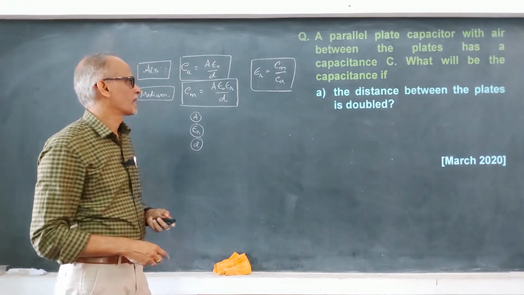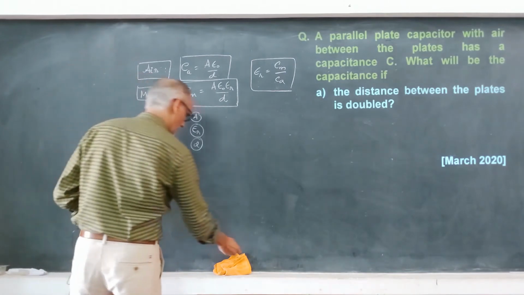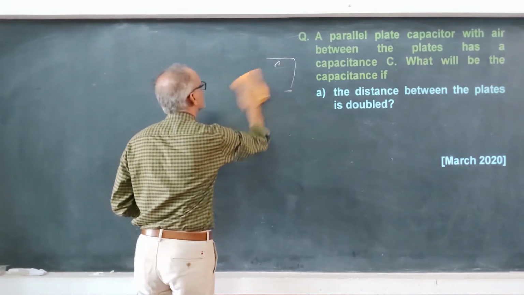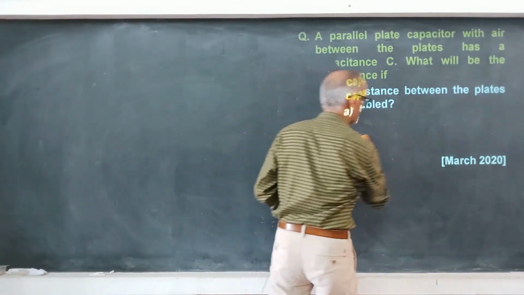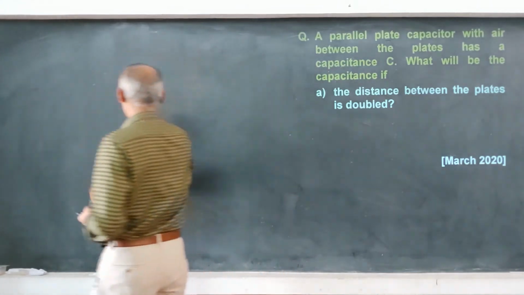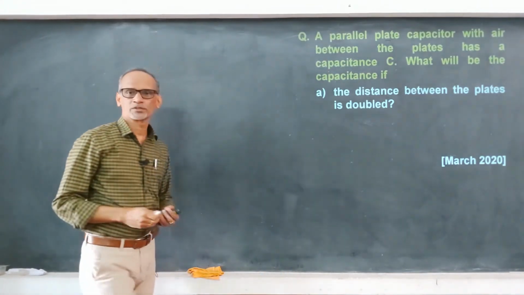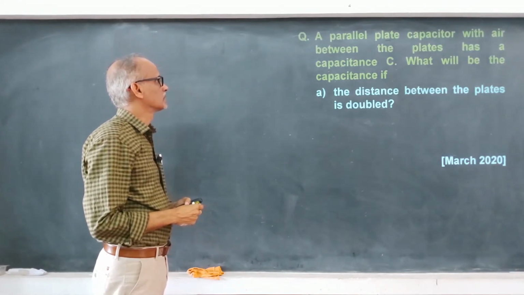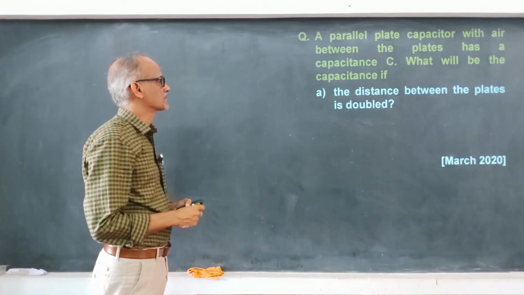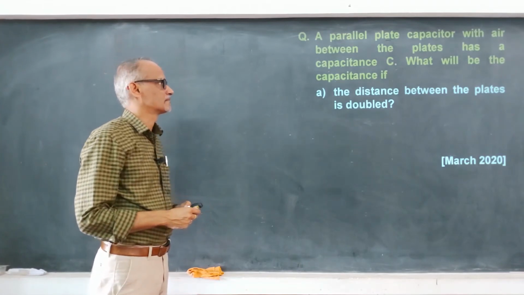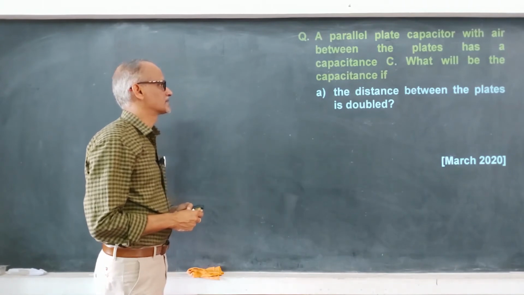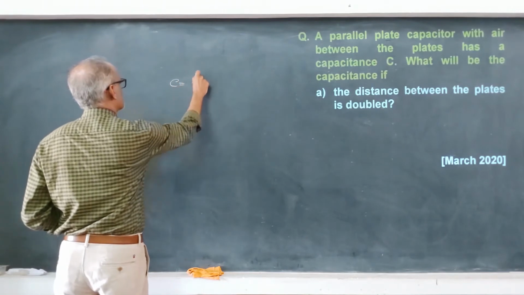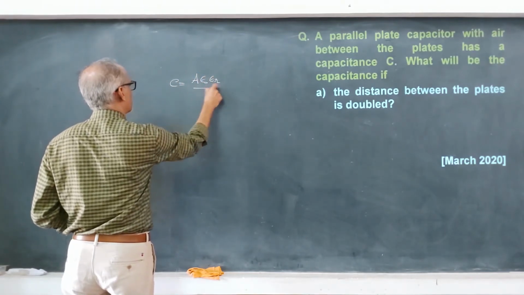Let's see one more question. The question is, a parallel plate capacitor with air between the plates has a capacitance C. What will be the capacitance if the distance between the plates is doubled? Capacitance is always given by C is equal to A epsilon naught epsilon r by d.